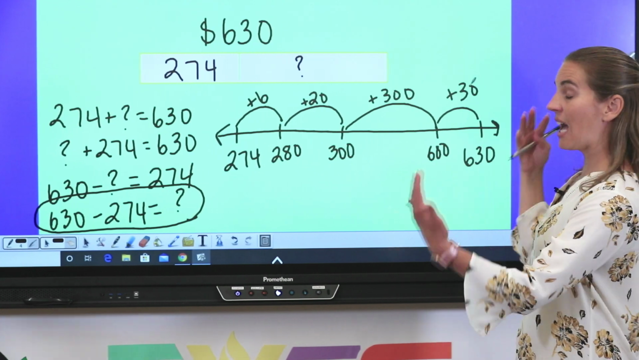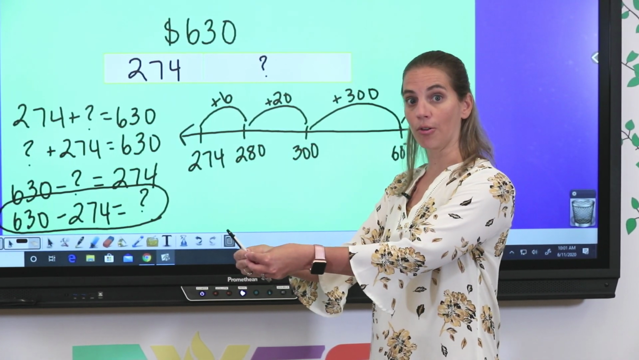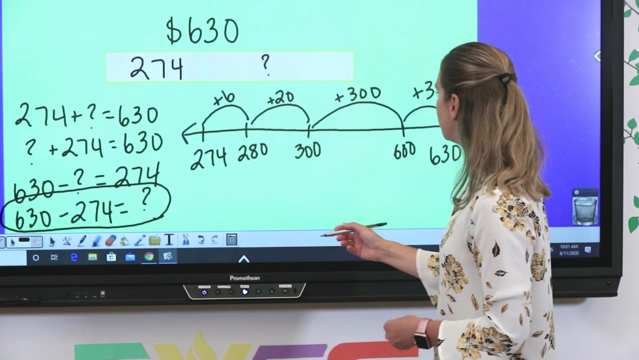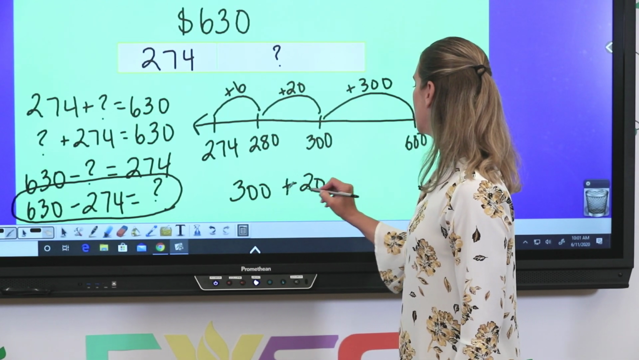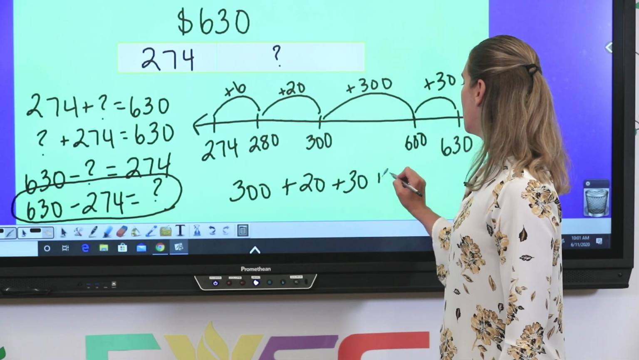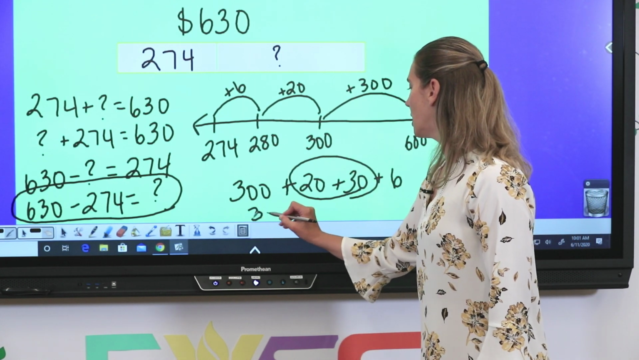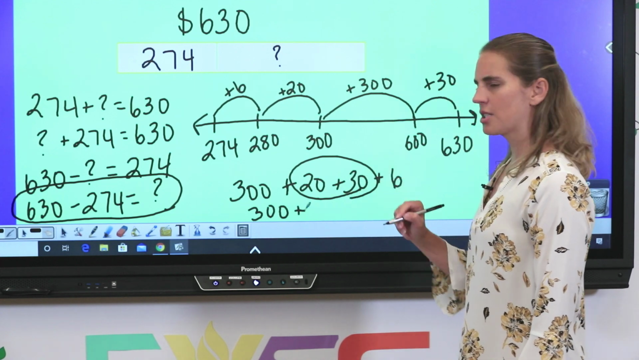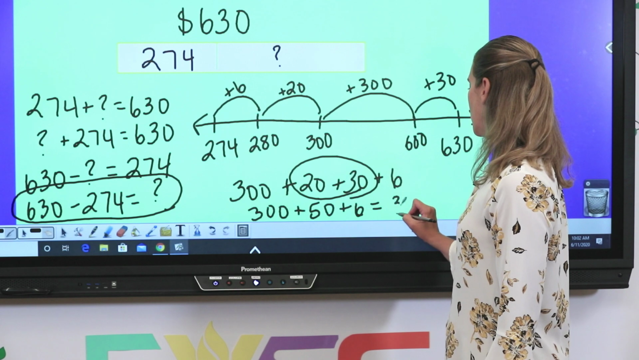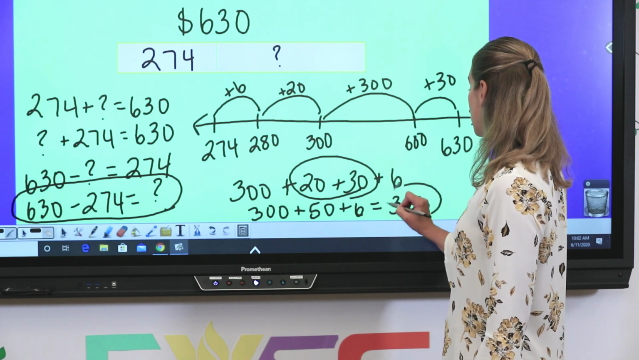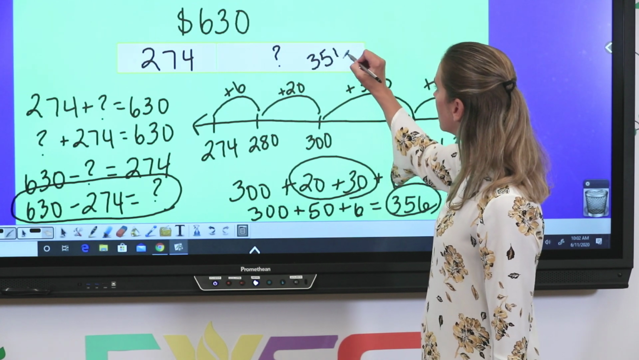Okay, here we go. Let's add those together. We're going to rearrange, put our hundreds together, our tens together, and our ones together. Remember that's our commutative property. So 300 plus 20 plus 30 plus 6. Let's group these. All right, so now I have 300. 20 plus 30 is 50. Plus 6 gives me 356. So Sarah has $356 left.